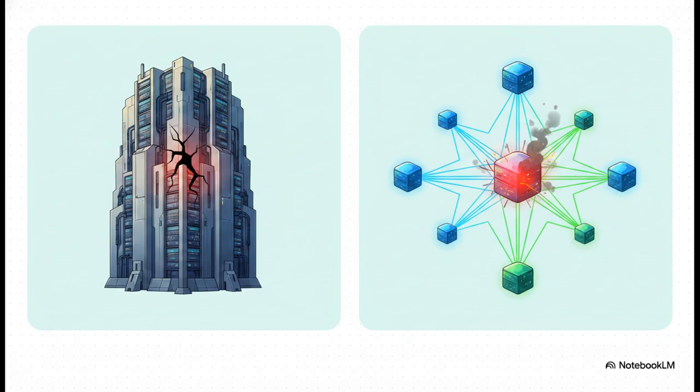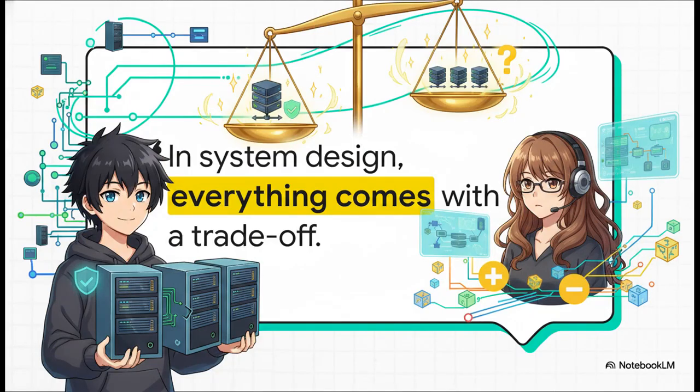On the flip side, we have microservices. This is where you break your backend into isolated, independent services. If the notification service crashes, no big deal. Your authentication and comments keep running perfectly fine. You get incredible isolation and the ability to scale each specific feature totally independently. But, and this is a big but, as our source material constantly reminds us with this golden rule: in system design, everything comes with a trade-off.